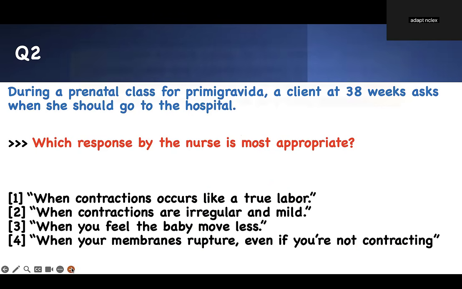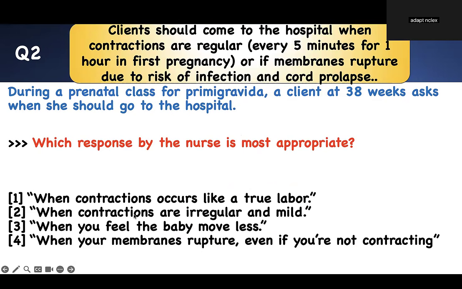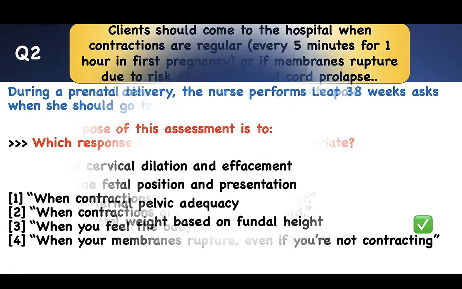And that is the concept for this particular question. Clients should come to the hospital when contractions are regular, every 5 minutes for the first hour, right? That is the key, because it's a regular contraction. And if membrane rupture, due to the risk of infection and cord prolapse, therefore, it is the right answer, the best answer, and the most appropriate response from the nurse.